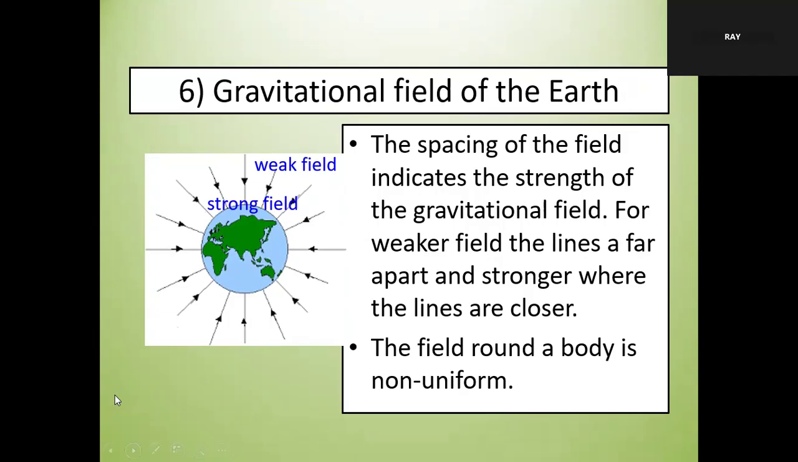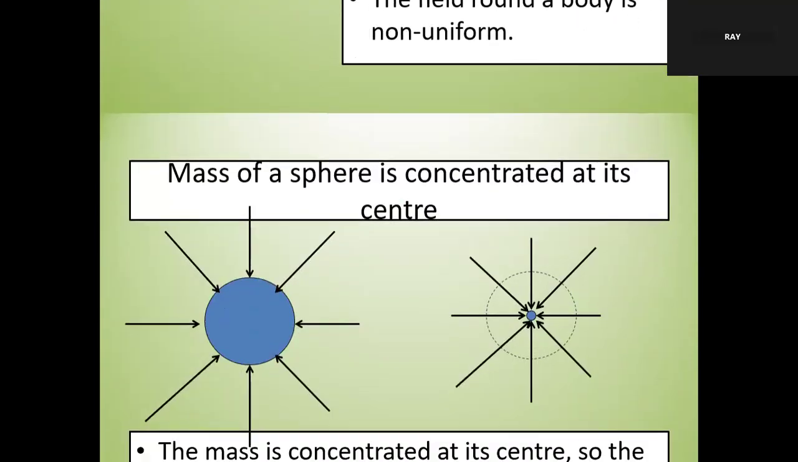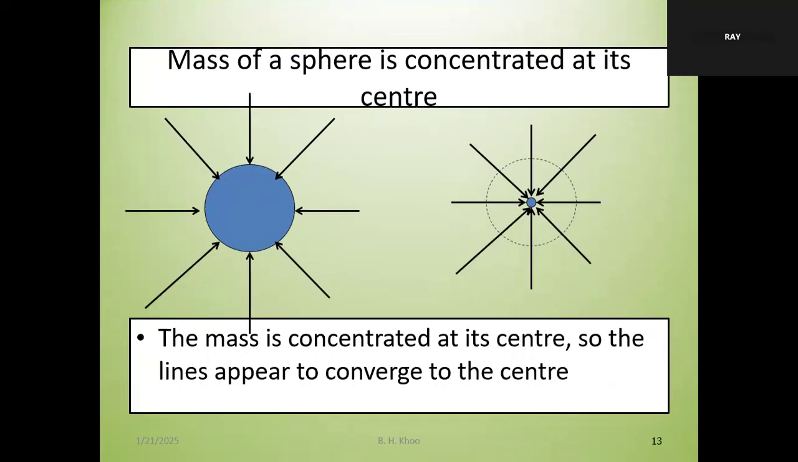Now you've got 10 more minutes. The field around a body is non-uniform. Uniform must be parallel; this is non-uniform. It has the same magnitude, but the direction is different. The mass of a sphere is concentrated at the center, so the lines appear to converge to the center. This represents a uniform sphere. That's the center there, so the lines behave as if they are moving towards the center of the sphere.